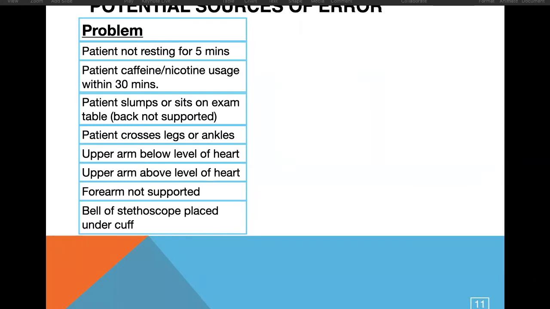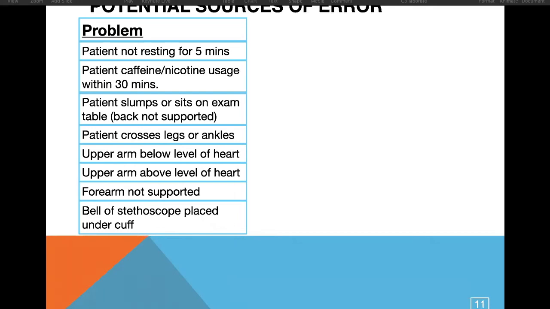So let's think about some potential sources of error. Go ahead and grab a sheet of paper and a pen. And I want you to think about the following pieces: the patient not positioned properly, or maybe we're not applying the equipment appropriately, and think about what this may do to the blood pressure. Does it make the systolic pressure go up or down? Does it make the diastolic pressure go up or down? Is it going to be accurate, and how is it going to change it?